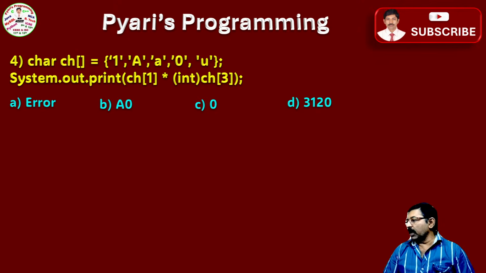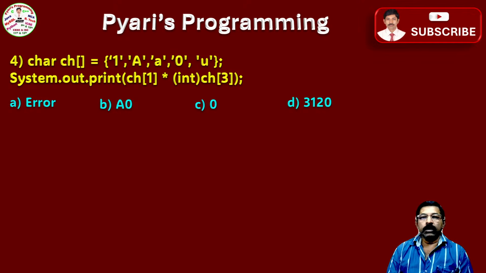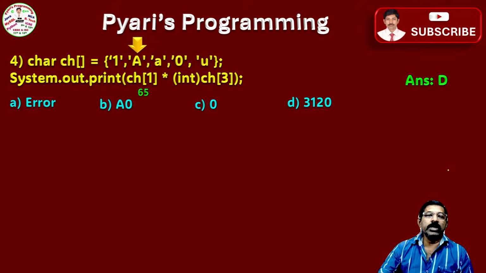Okay, maximum students have given D. Can anybody explain, or will it take a little more time to explain? Look at over here, the answer is D. How? Because CH of 1, CH is an array whose 0 position, this is 1 position, contains A, whose ASCII value is 65. Why are we considering the ASCII value? Because an arithmetic operator is used.